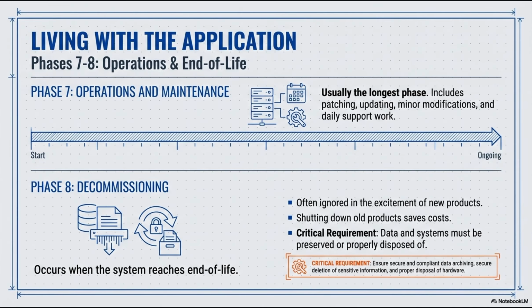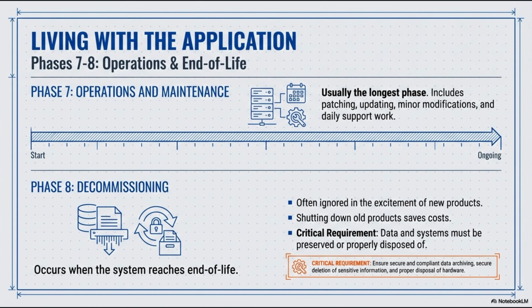Now, phases 7 and 8, you would live with this application. So this is usually the longest phase. This goes on as long as from when the application is deployed to when it's retired. So that would include patching, updating, minor modifications, and daily support work. And phase 8 is decommissioning, which is when the system reaches the end of life.